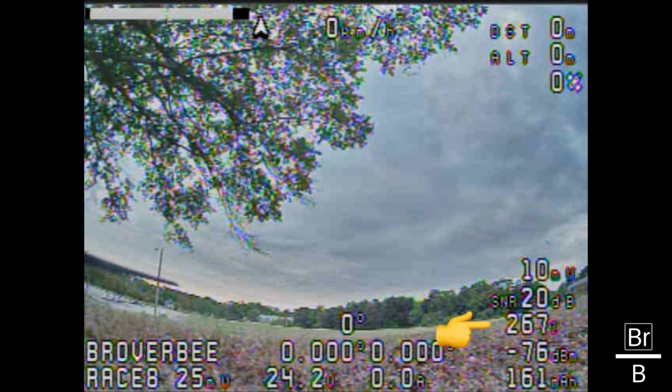Below that, 267. This is your link quality. Some of you are probably used to the term RSSI, and that's kind of what this is, but it's actually not. So this is the TBS link quality, and it's at 267%. And 267% is another visual indicator that the Crossfire system uses to let the pilot know what mode of operation you're in, either 150 hertz or 50 hertz. So mode 1 is 150 and mode 2 is 50 hertz.